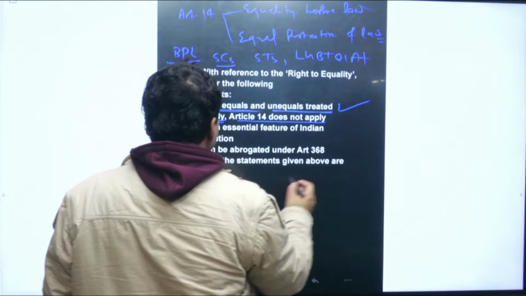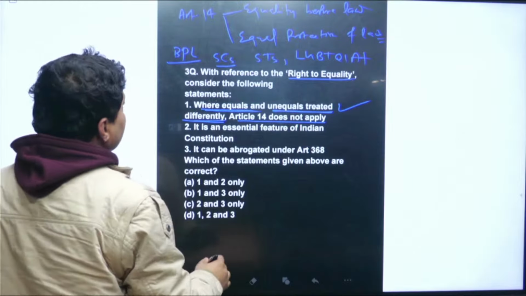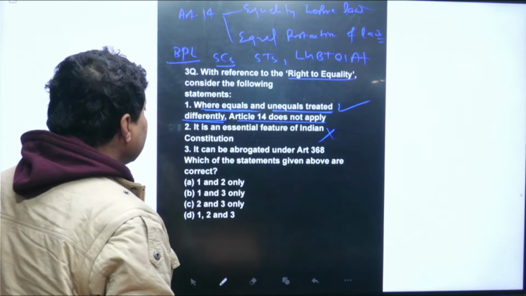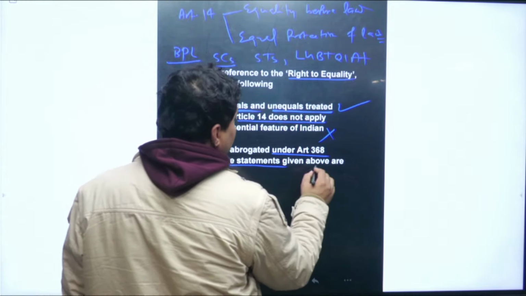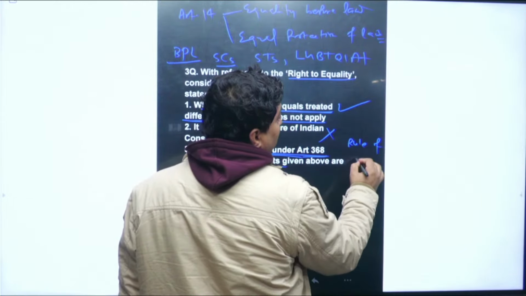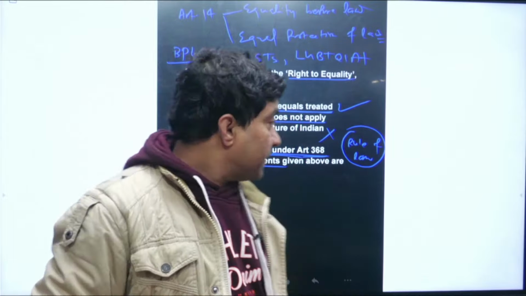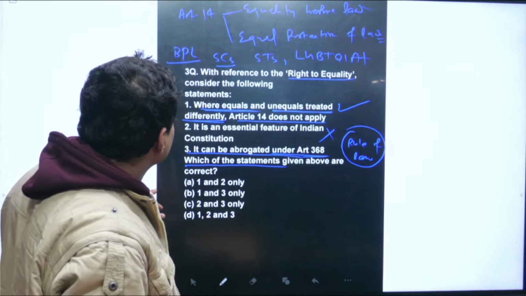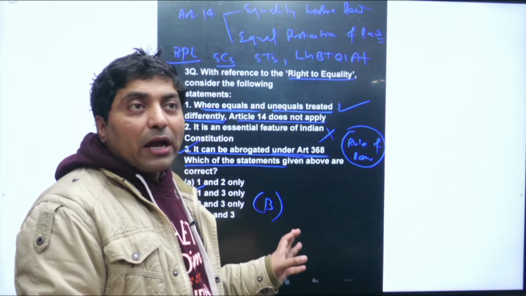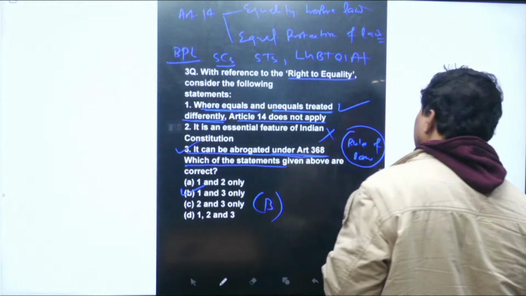So this is correct. Now, it is an essential feature of the Indian Constitution: Article 14, right to equality. Yes, it is an essential feature, but not all of it is an essential feature, so we can say this statement is not correct. Next: it can be abrogated under Article 368. Can the right to equality be abrogated under Article 368? No, because rule of law is a basic structure of the Indian Constitution, so rule of law cannot be abrogated. So statements 1 and 3 are correct, and B would be the correct answer. Article 14 is very, very important for your prelims. Now look at the next question.